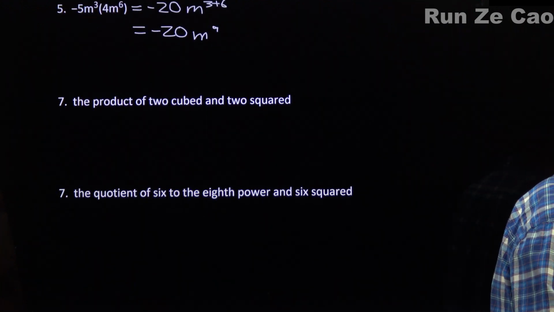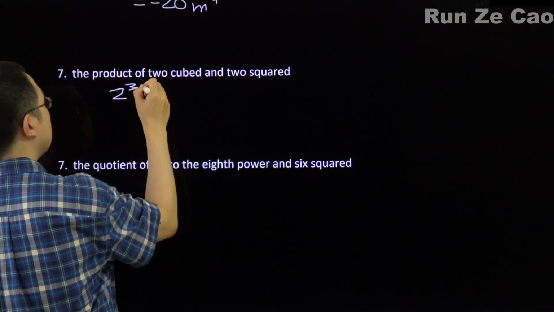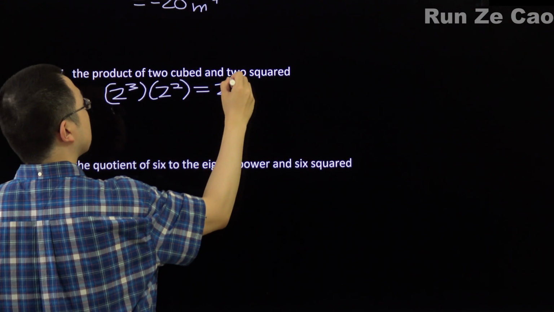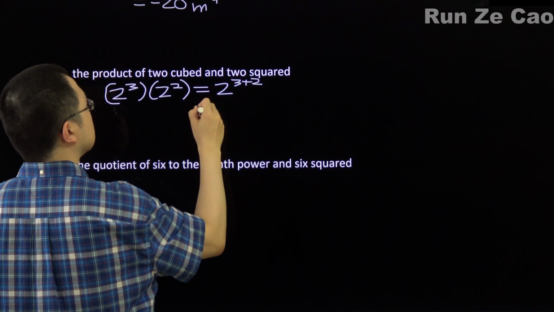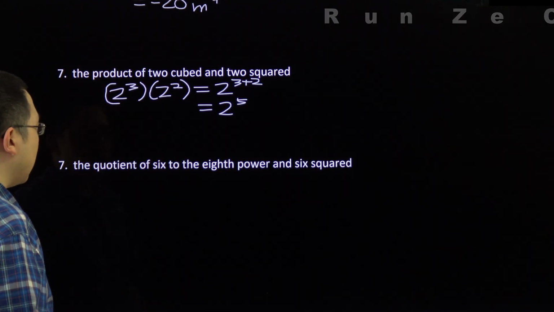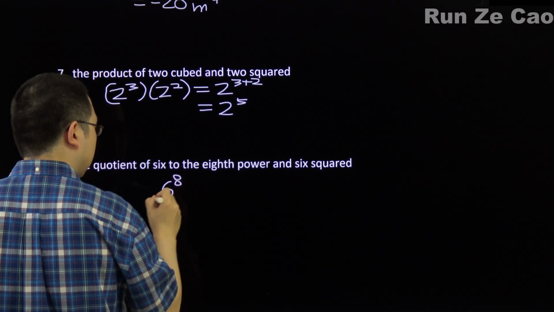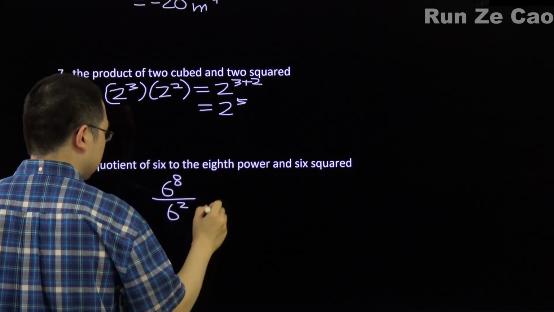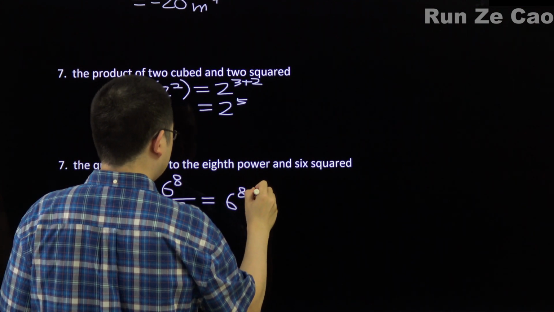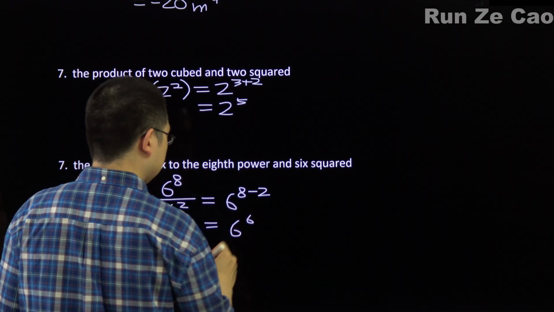The product of 2 cubed and 2 squared, well, that's 2 to the 3rd times 2 squared, which is equal to 2 to the 3 plus 2, which is 2 to the 5th. The quotient of 6 to the 8th power and 6 squared. That's 6 to the 8th power divided by 6 squared. So we're dealing with 6 to the power of 8 minus 2, which equals 6 to the power of 6.